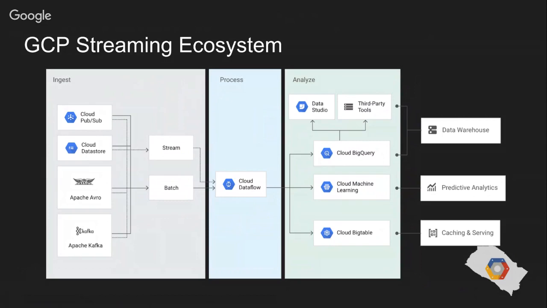Cloud Dataflow is typically your processing system that is based on Apache Beam. And this does the processing into your storage on the right side. On the right side, you could be storing it either in BigQuery, which is a data warehouse system, or you could send it through machine learning or to Bigtable. And then you can use third-party tools or data visualization tools on top to see your data analysis.